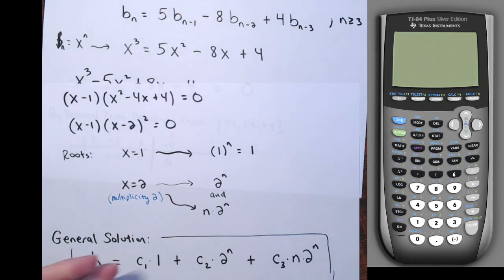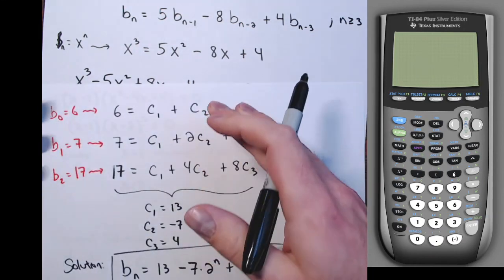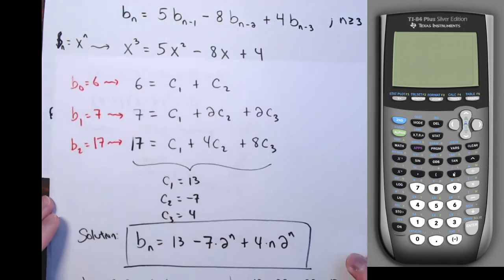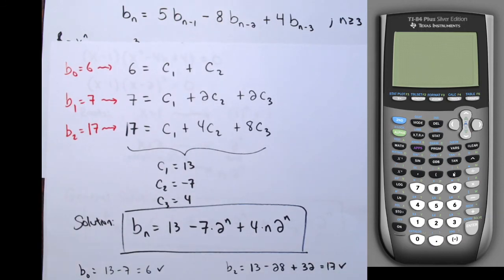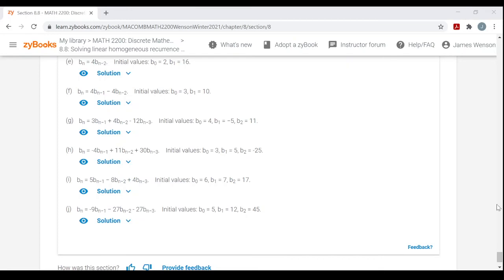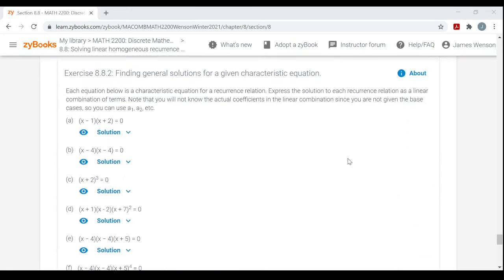Write your general solution, then plug in your initial values, get a system, solve that system, and then you got it. All right. Again, that's a lot of work. I get it. It's a lot of work, but if you do everything right, it'll work out real nice. You get a nice explicit formula for a sequence defined recursively. All right, and that's it for this section.